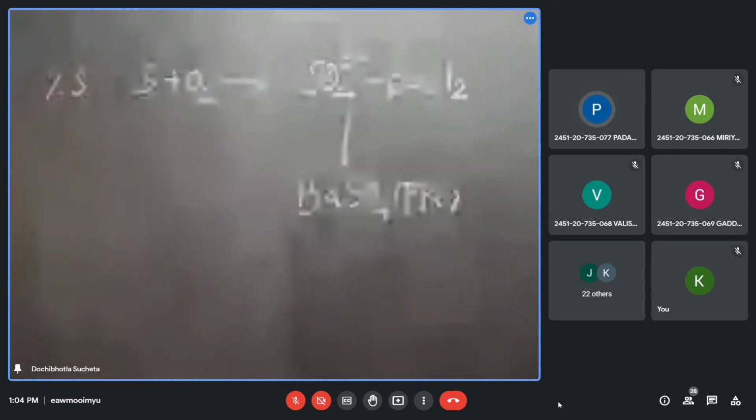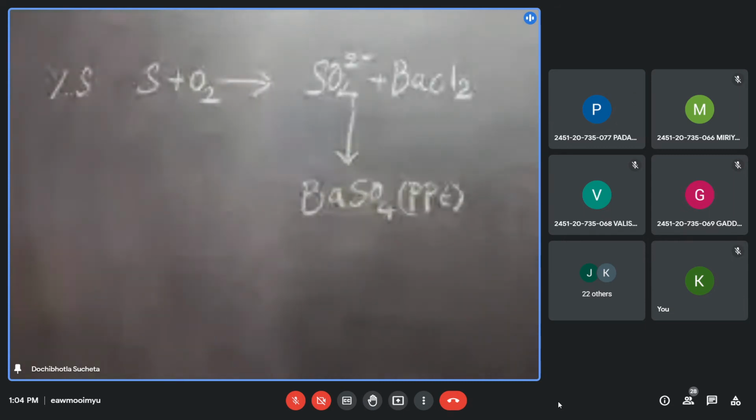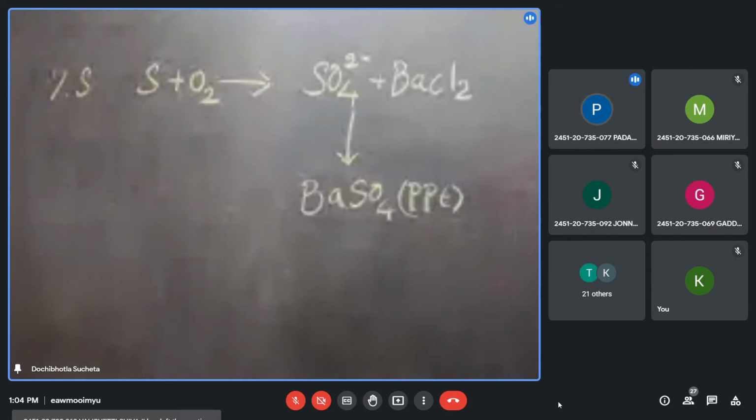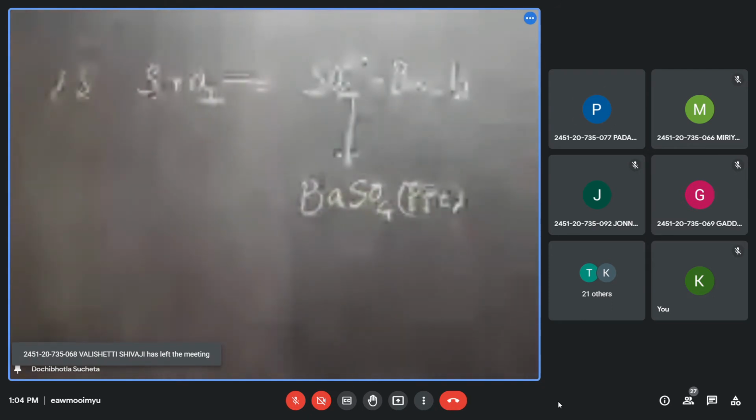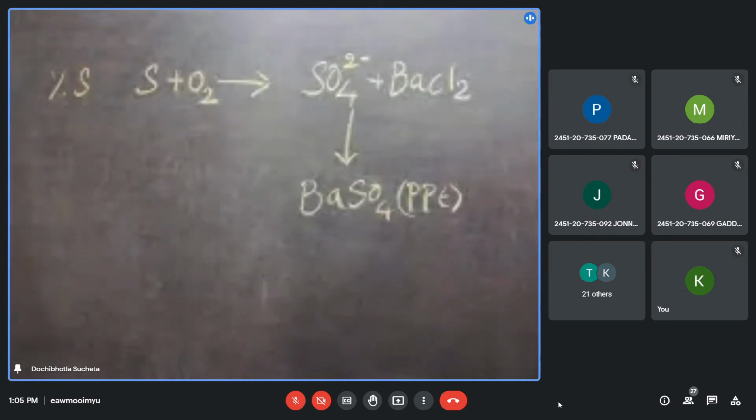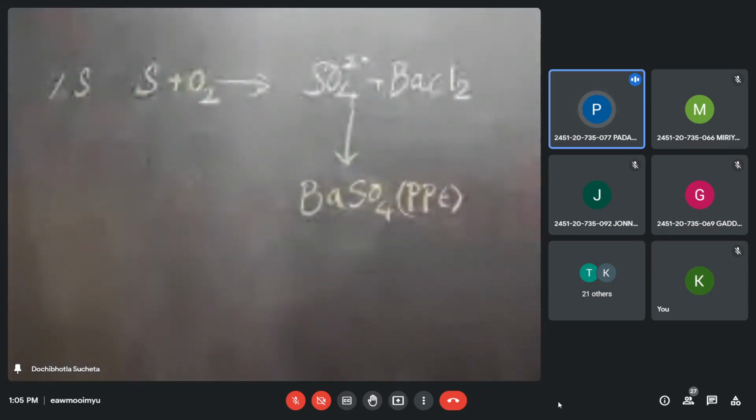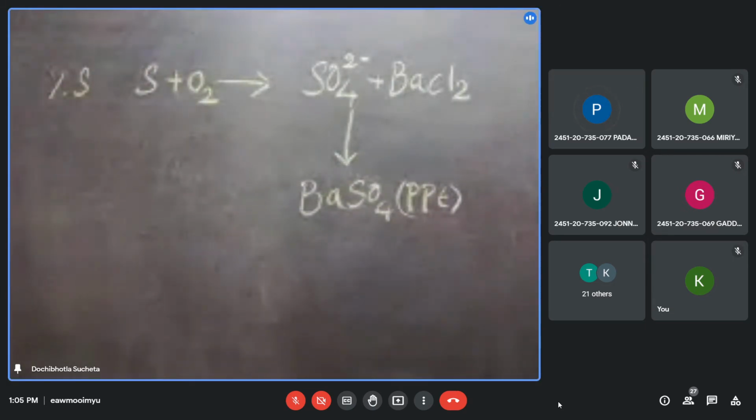Now tell me, how about the percentage of carbon? Does carbon support combustion or not? Yes, it supports combustion, ma'am. It supports combustion and increases the calorific value. So what is the significance? Greater the percentage of carbon, greater is the calorific value.